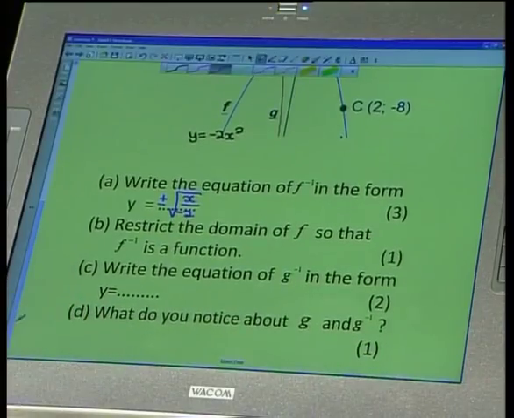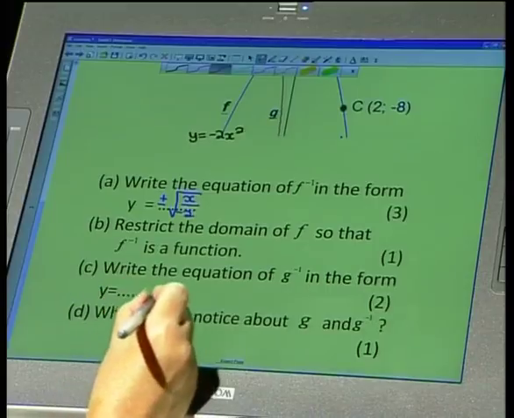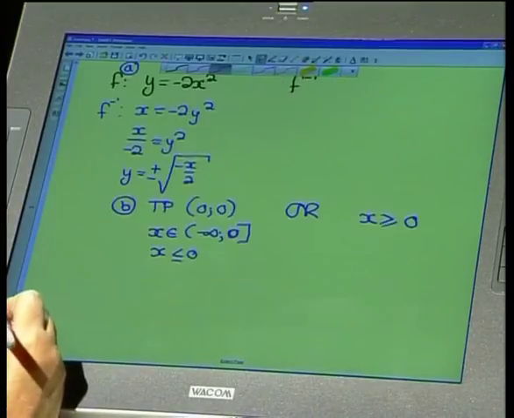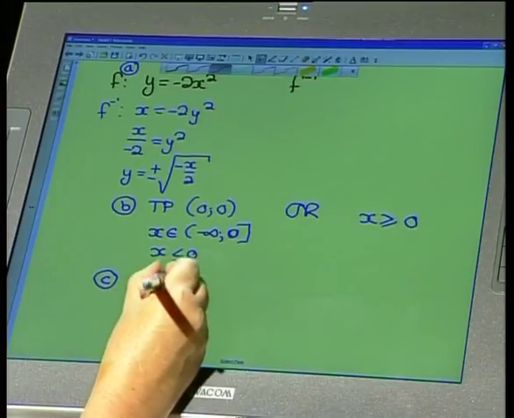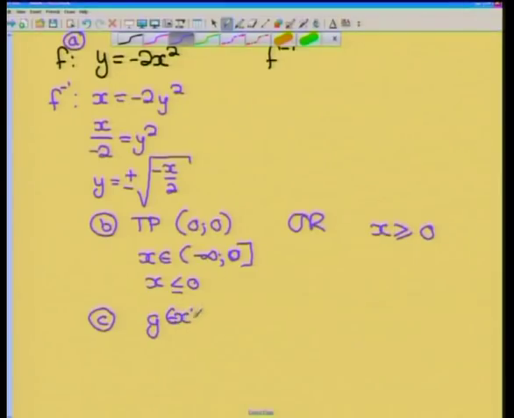Right, the next one says, write down the equation of g to the minus 1 in the form of y equals. So again, they're forcing you to go to the y equals format. So let's have a look at that. That's option C. G was the equation 2 over x. So G was y equals 2 over x.